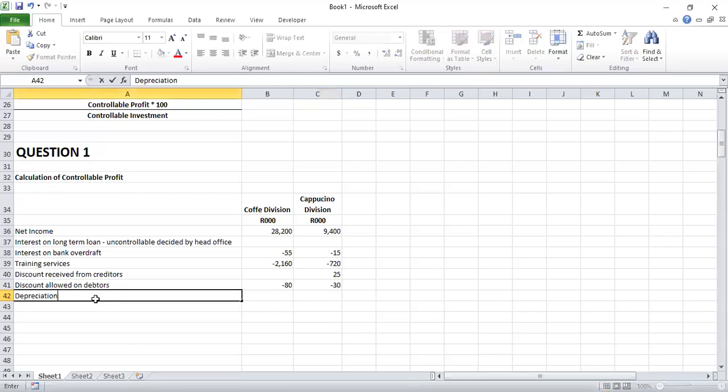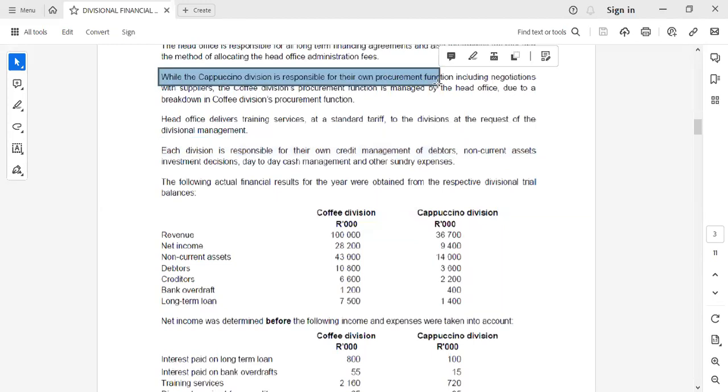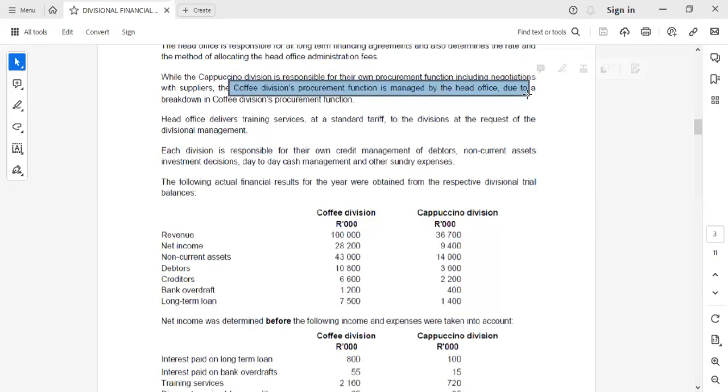Sorry, Mr. Eugene. Yes, my boss. Discount received from creditors. You included it in the cappuccino division and not the coffee. We'll include it in the cappuccino because the cappuccino division is responsible for its own procurement. The coffee division's procurement is managed by head office, so the coffee division is not managing its procurement. We don't include it for the coffee because they are not the ones determining it. No, it's clear. Thank you.